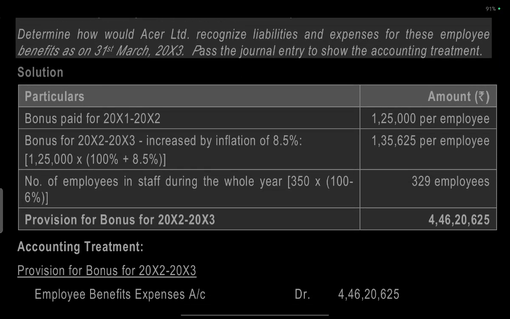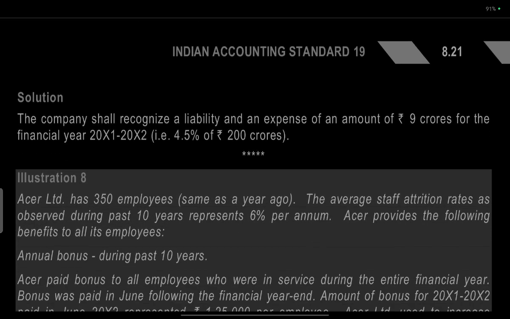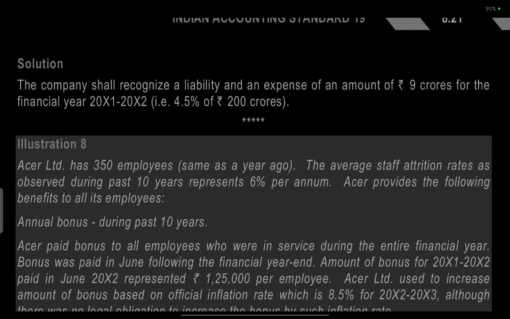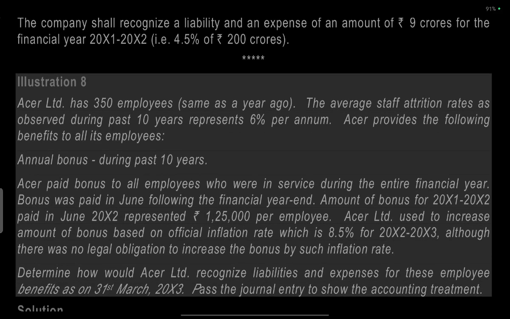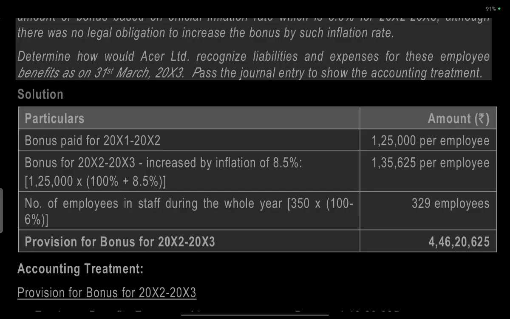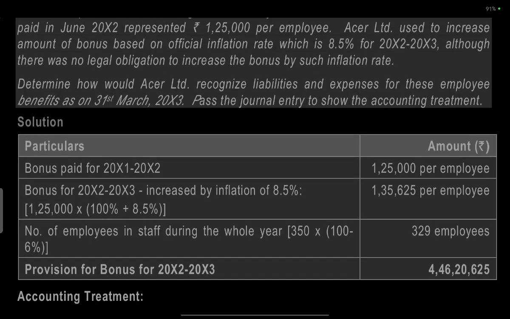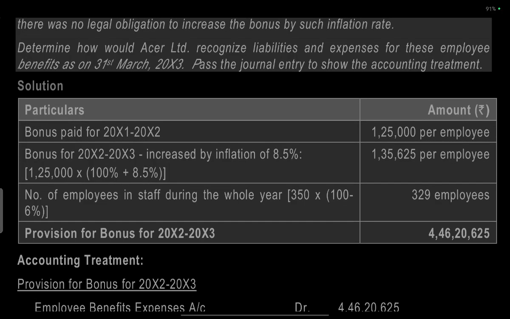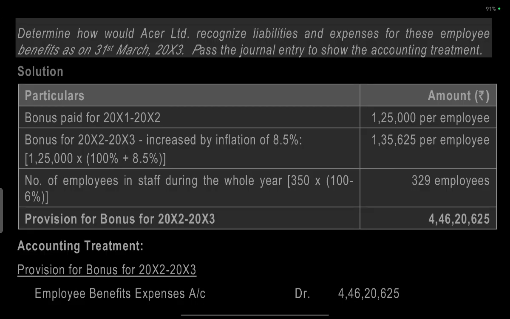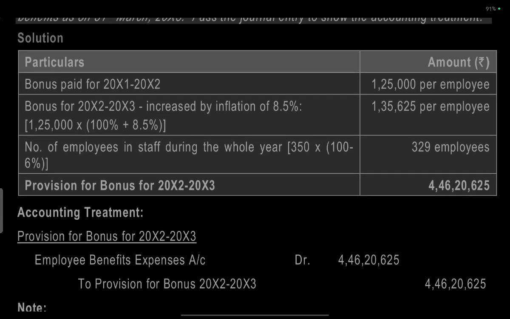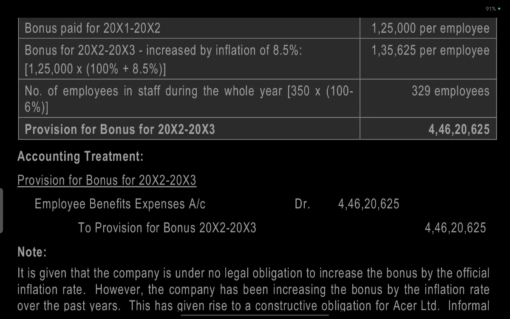So out of the 350 total number of employees, 6% staff attrition. So 350 into (100 minus 6), it is 94%, which is 329. What is the bonus per employee? 1,20,000 per employee, increased by the inflation rate of 6%. So 1,35,000. So 329 into 1,35,000 is 46 lakhs 20,615.